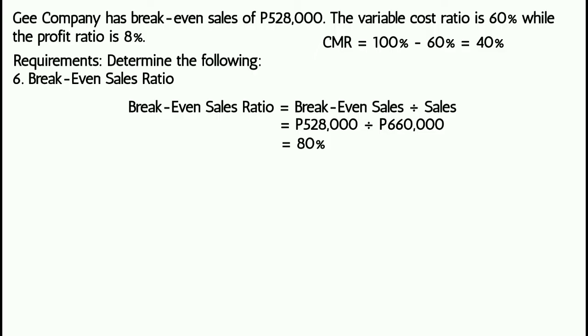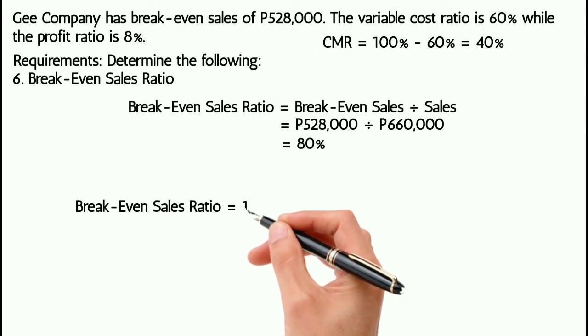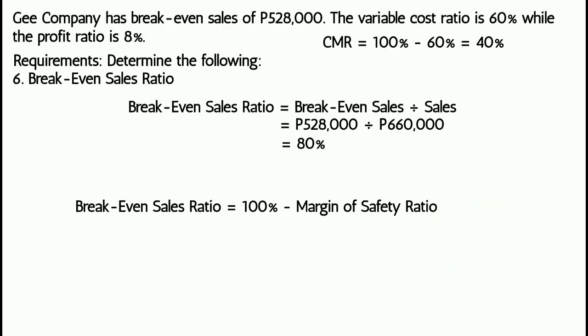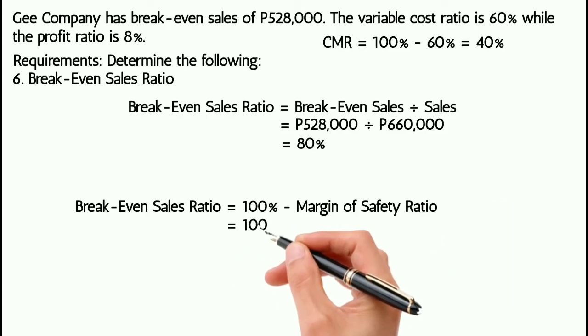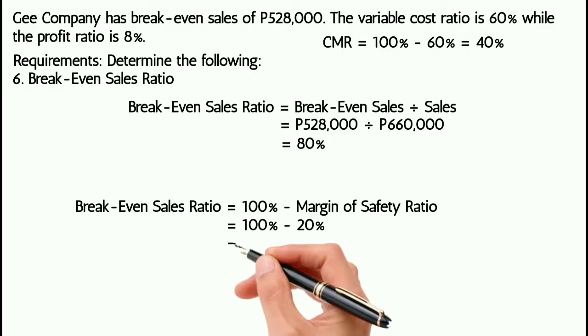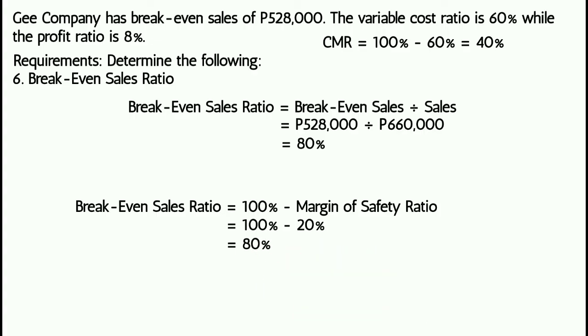Another way to compute for the break-even sales ratio is 100% minus the margin of safety ratio. Ang margin of safety ratio ay 20%. So 100% minus 20% na margin of safety ratio, that is equal to break-even sales ratio of 80%.